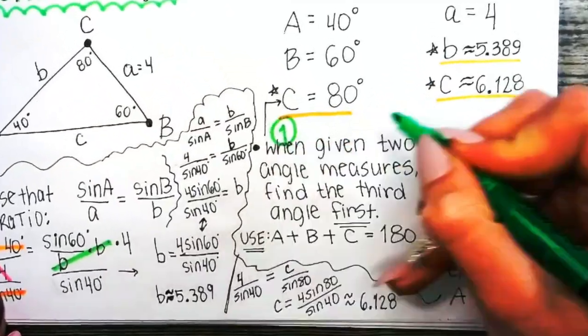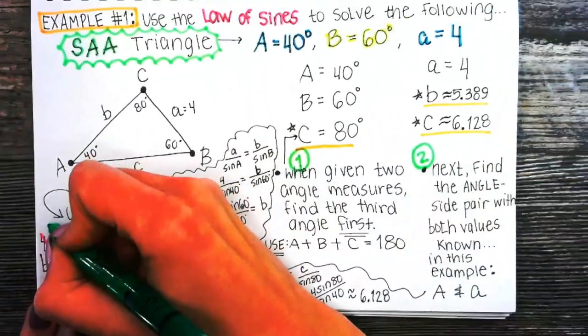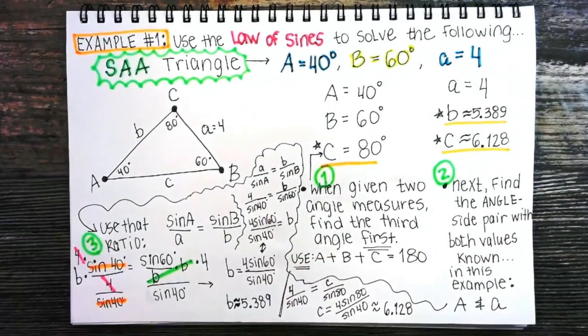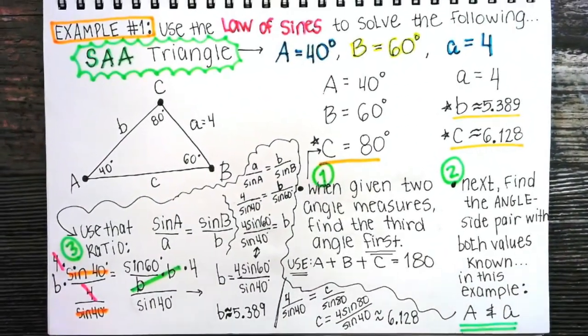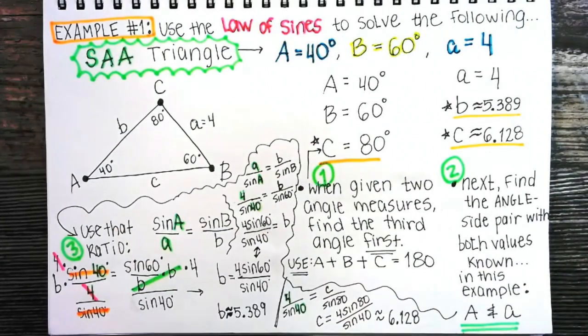After we decided which full pair we had, we set up our law of sines and we used the ratio involving that angle side pair. From there, we just use basic algebra to solve for the remaining variable. Let's try a different example.